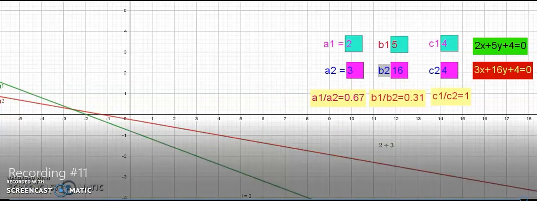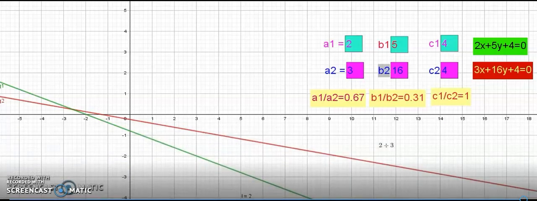So in this video, you have observed that when the ratio a1 by a2 is equal to b1 by b2 and also that ratio is equal to c1 by c2, then the two lines coincide to one another and they are consistent and they have infinite solutions. When a1 by a2 is equal to b1 by b2 but not equal to c1 by c2, then the two lines are parallel. They are inconsistent and have no solution.